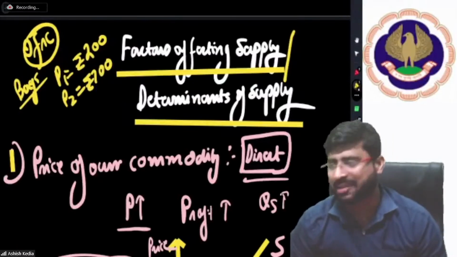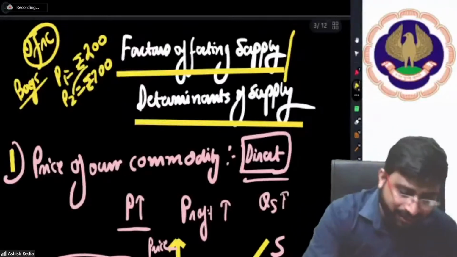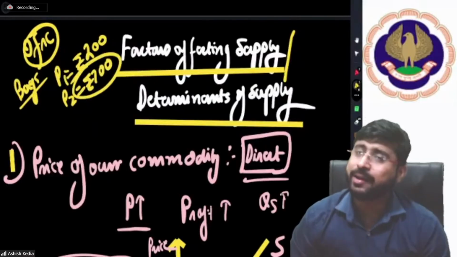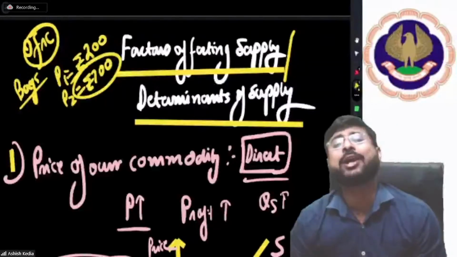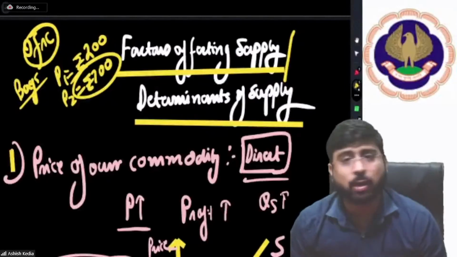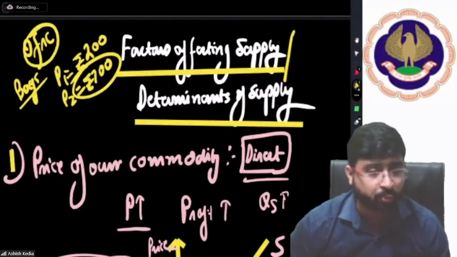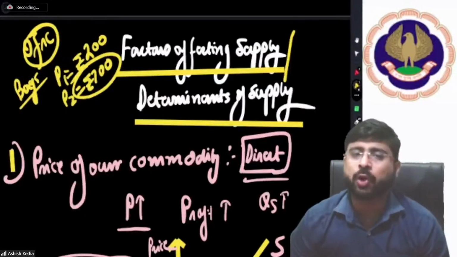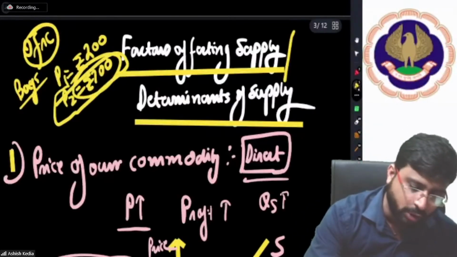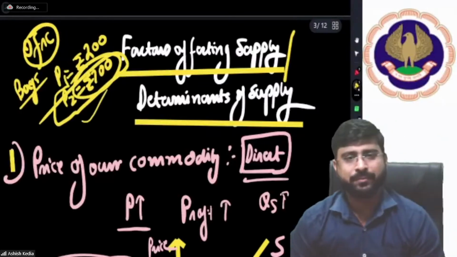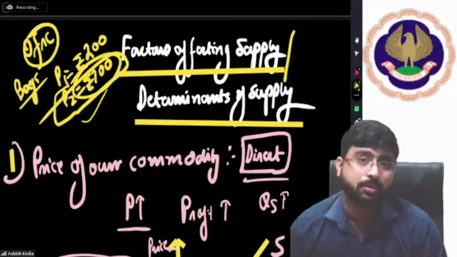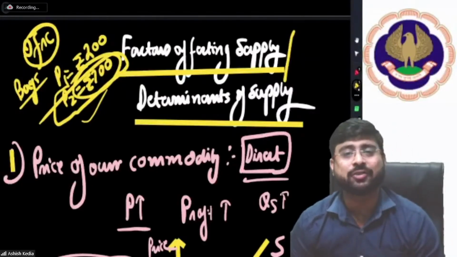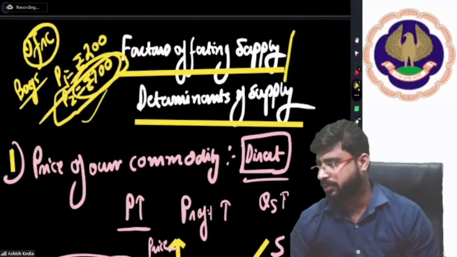Why? Because at 700 you will be benefited more. You will have to think from the producer's perspective. Don't think about the consumer. As a producer, where is your profit maximized? At 700 rupees. When you study supply, you are only thinking from the producer's point of view.